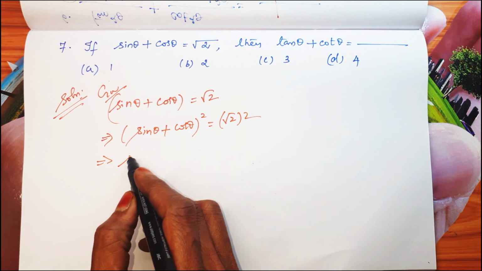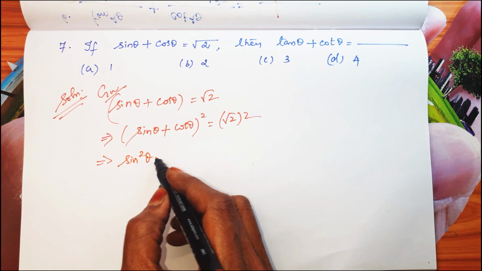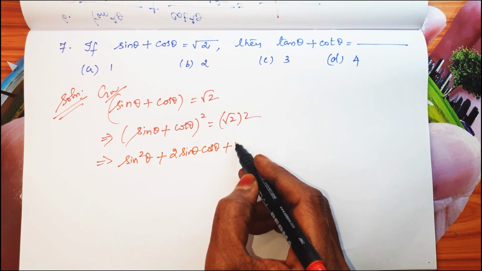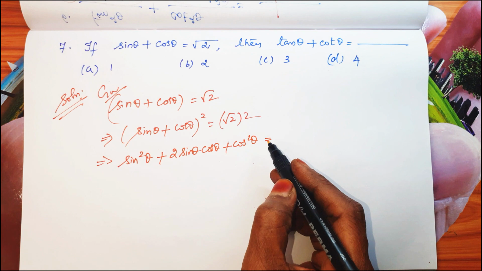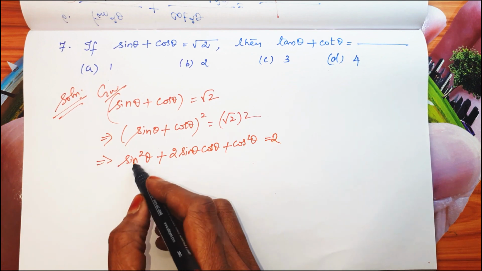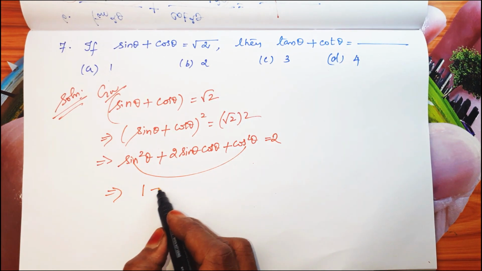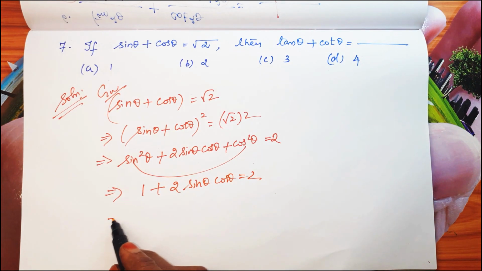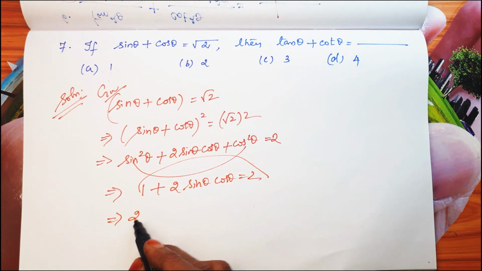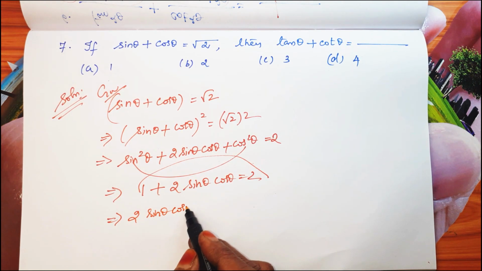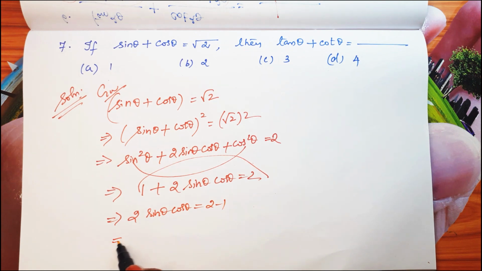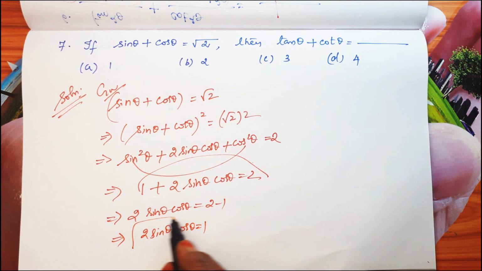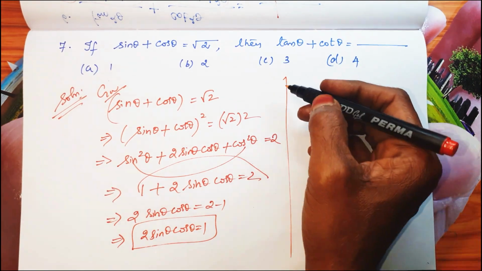This is the (a plus b) whole square formula. So a squared, sin squared, plus 2 sin theta cos theta plus cos squared equal to root 2 the whole square, which is 2. Adding these two, sin squared plus cos squared, we are getting 1. So 1 plus 2 sin theta cos theta is 2. Bring this 1 to the other side. So 2 sin theta cos theta is 2 minus 1, which is 1. So we got 2 sin theta cos theta as 1.